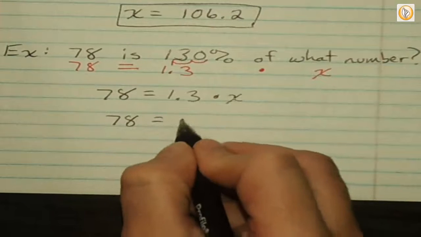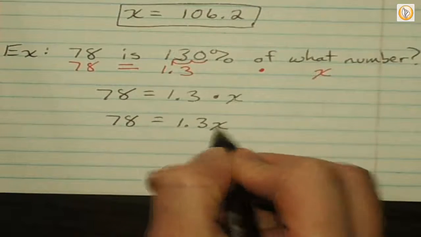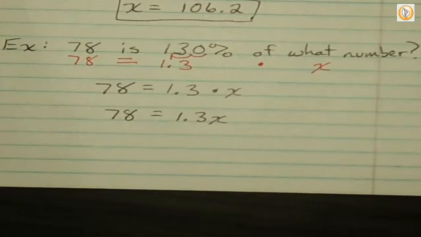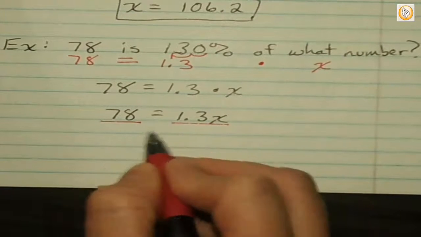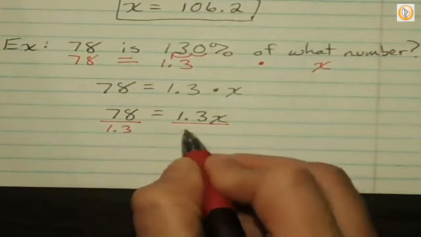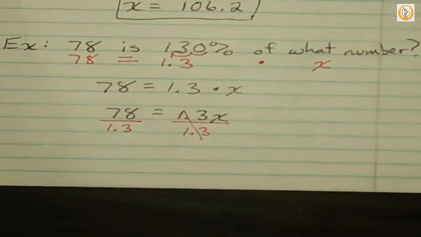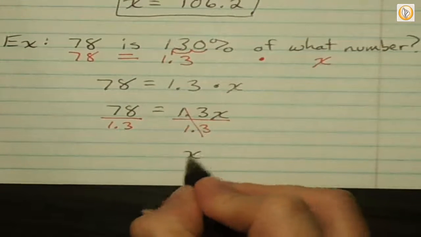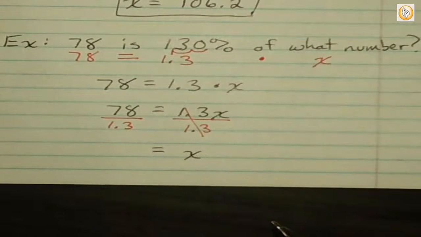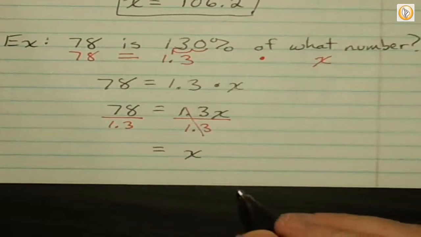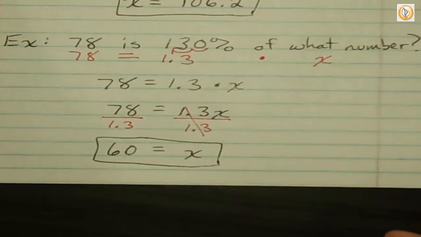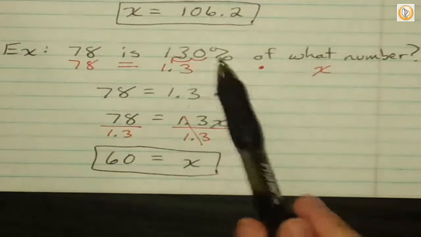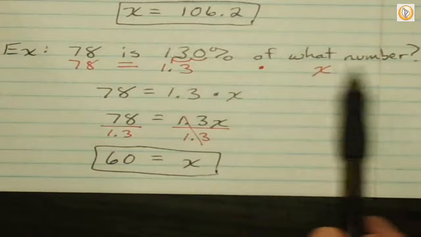So 78 equals 1.3x. Now what do I do, Sophia? Divide both sides by what? 1.3. And so therefore x equals, raise your hand if you already got it. Chap, 60. There you go. Oh, let me not put a percent there, because they didn't ask for percent. They gave you the percent in the problem. They're asking just what number.